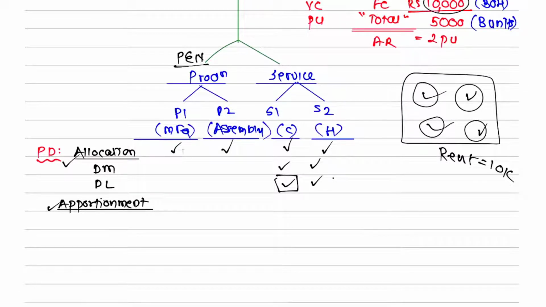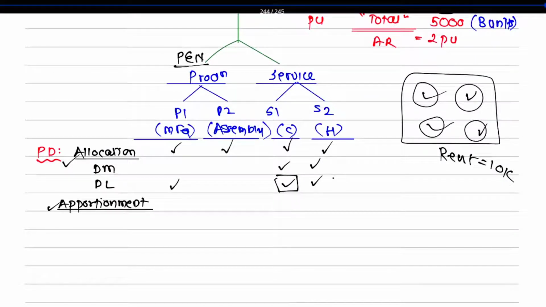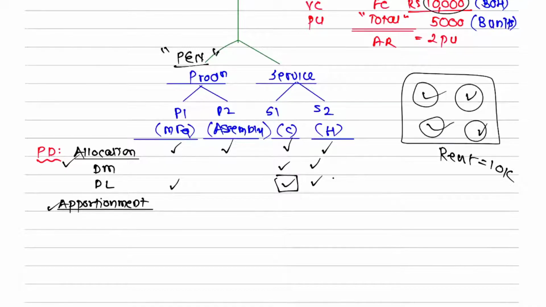Acha, if I say P1 wala worker says I am producing pen, so is this the product of the company? Yes. So it is actually direct labor.